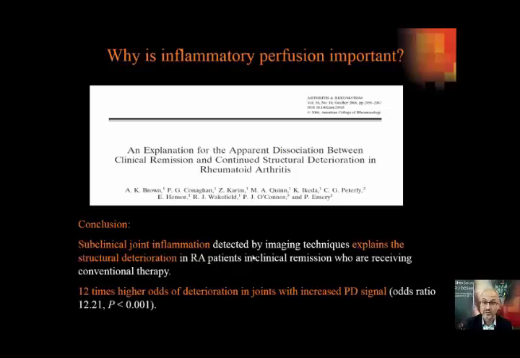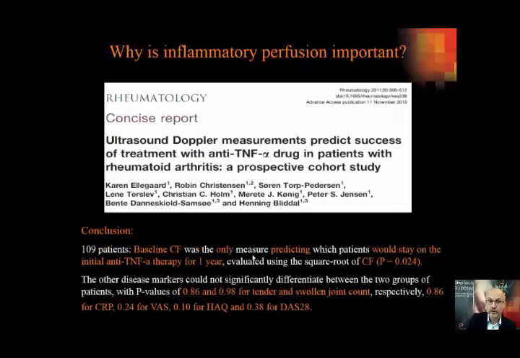And actually, with the ultrasound Doppler when the patients were in remission, if you still had that Doppler activity, then you had a 12 times higher odds ratio of deteriorating on the X-rays after 1 year. So it is very important to use perfusion technologies to capture these patients in clinical remission. We also know that the Doppler can predict the treatment effect of an anti-TNF-alpha drug, meaning that if you have a high Doppler activity, you also have more inflammation and thus a higher chance of an effect of a TNF-alpha drug.